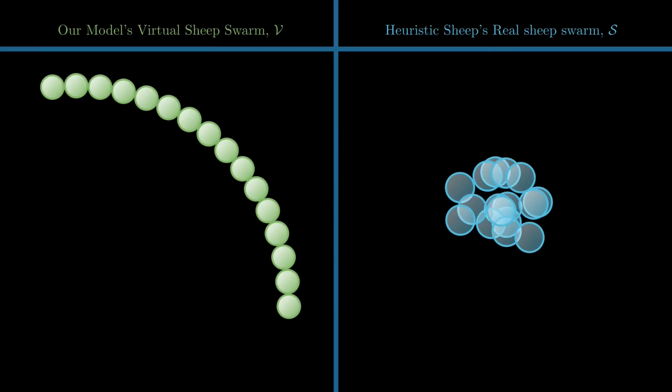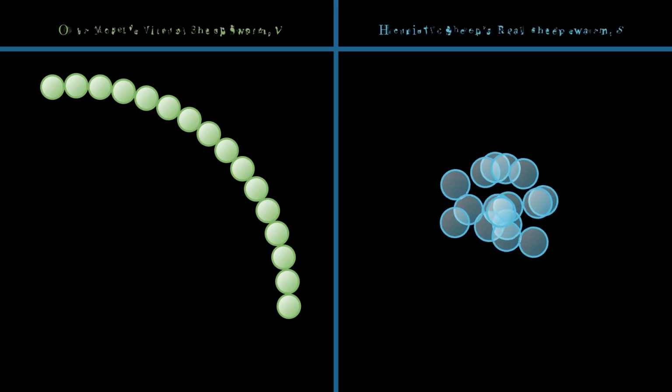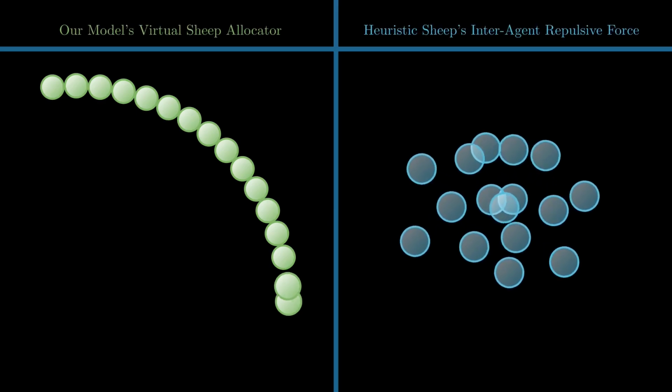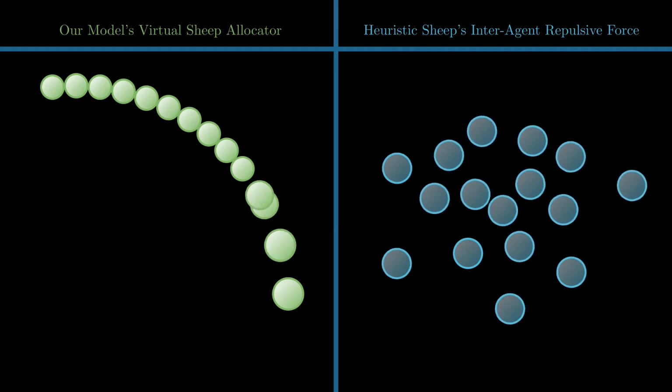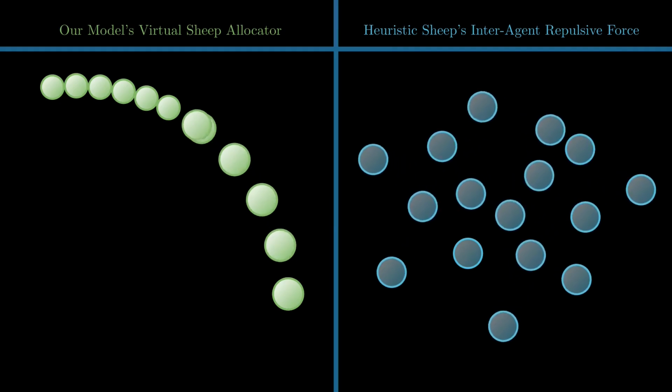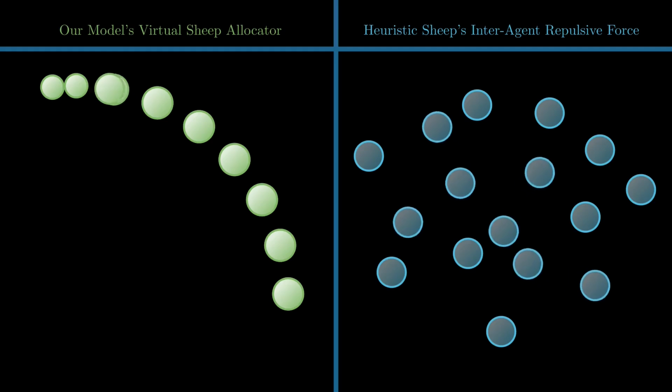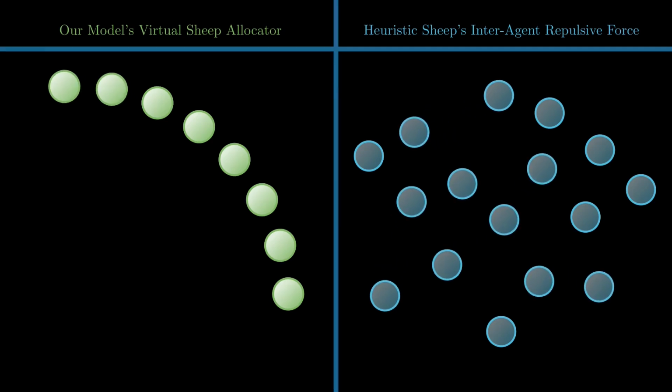Here we compare the differences between the heuristic model on the right and the proposed heuristic frontier model on the left. The inter-agent repulsive force, depicted on the right, ensures that no two sheep are close to each other. To create similar distancing as seen on the left, we merge virtual sheep within the vicinity.